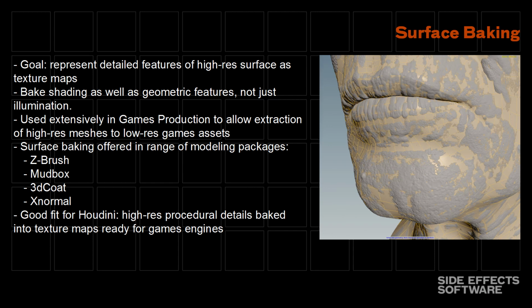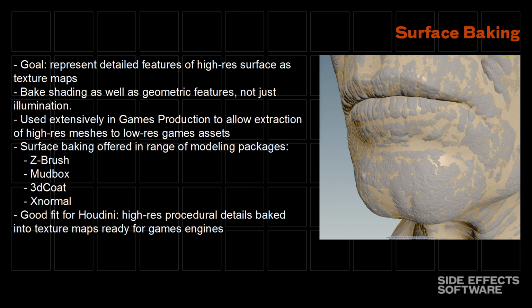Surface baking like this is offered in a range of modeling packages that you've probably had experience with. We find it in ZBrush, in the ZBaker. We have Mudbox, 3D Coat, XNormal. They all offer some form of this geometry extraction or surface baking. And so surface baking opens up some new opportunities for us in terms of Houdini. It's a good fit. We can generate high-res procedural details, high-res procedural models, and bake those down into texture maps that are ready for games engines.